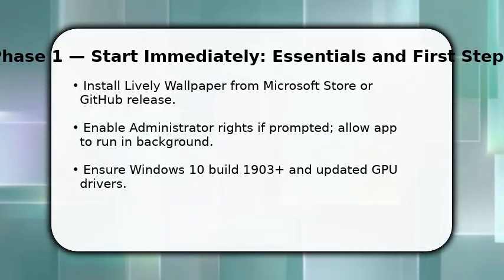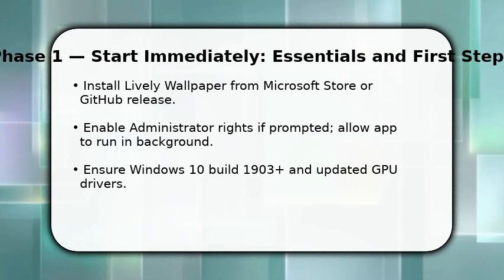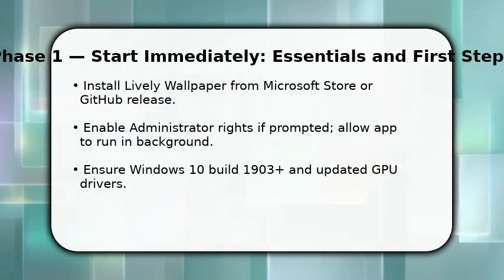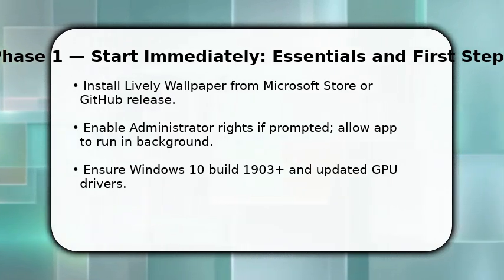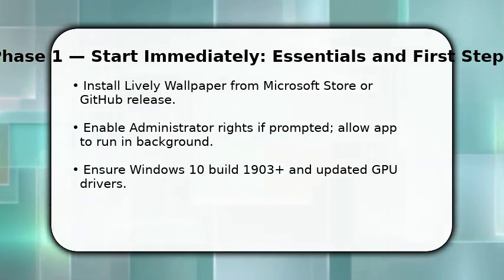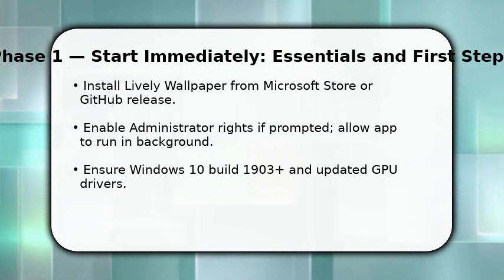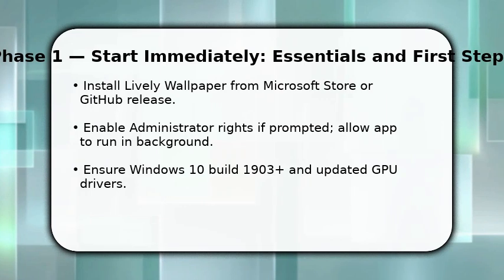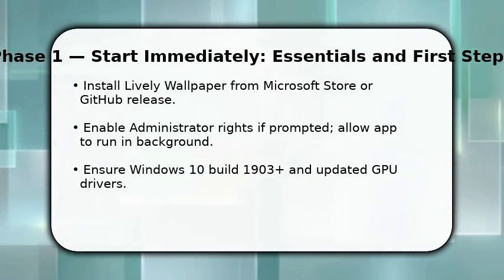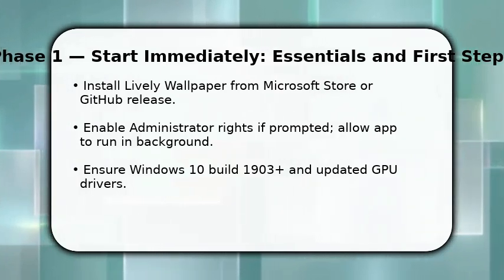You begin by confirming prerequisites and then start the installer. You need Windows 10 build 1903 or newer and up-to-date GPU drivers. Once done, install Lively Wallpaper from the Microsoft Store or the GitHub release and run the app with administrator rights when prompted. Make sure to allow background execution so animations stay smooth.